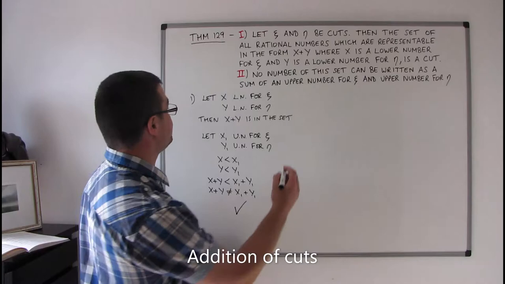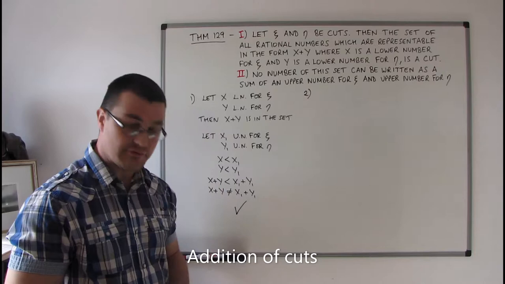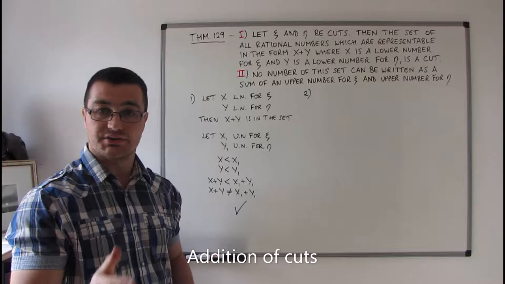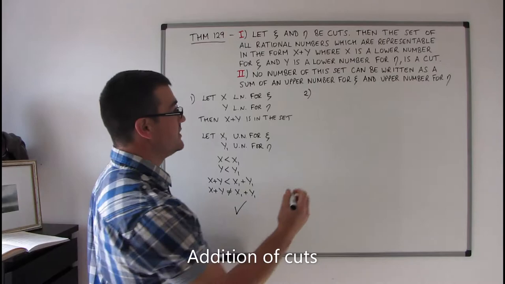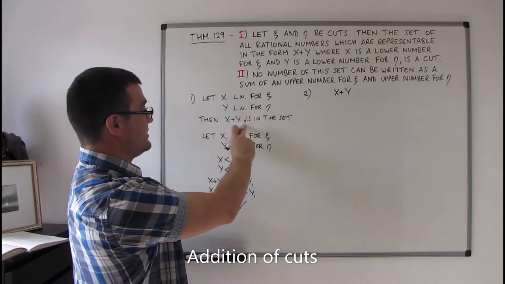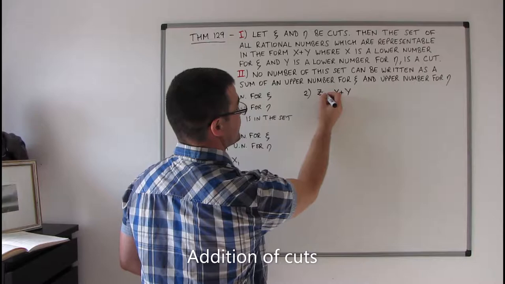For part two, we need to show that for every rational number that the set contains, it also contains every number that's smaller than it. So we know that this x plus y that we chose here is in our set. Now let's choose some rational number z which is less than x plus y.